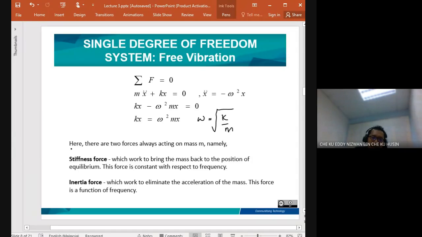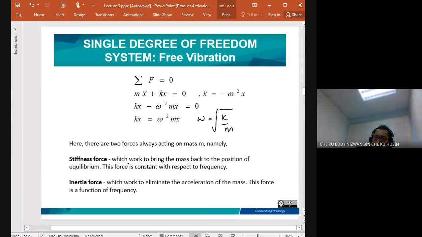There are two forces always acting on the mass in the spring mass system. Stiffness force is kx, which works to bring the mass back to the position of equilibrium. This force is constant with respect to frequency. This force isn't affected by frequency.